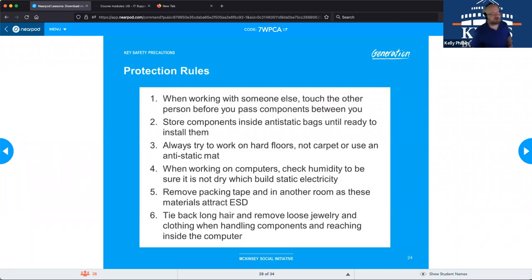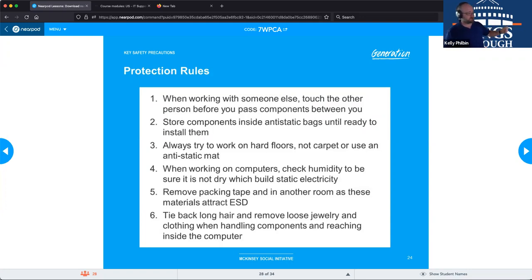When you're working on computers, be sure to check the humidity. Make sure it is not too dry. Also, you want to make sure it is not too humid. Computers like it around 50%. If humidity gets too high, bad things can happen. If humidity gets too low, bad things can happen. Too low, you get higher chances of static electricity, which those of you who live up north in the wintertime and run heaters know what I'm talking about.